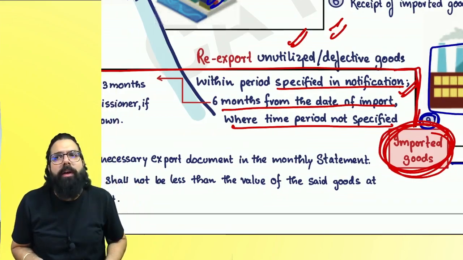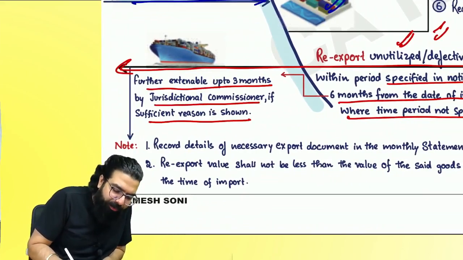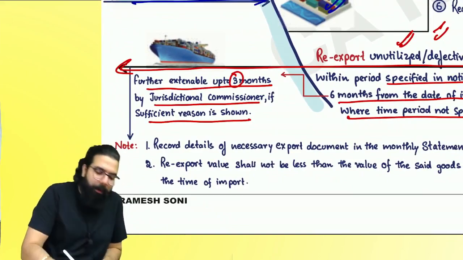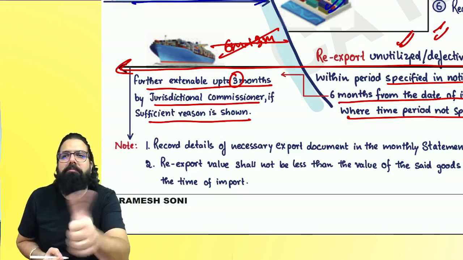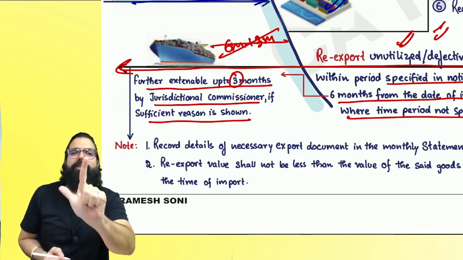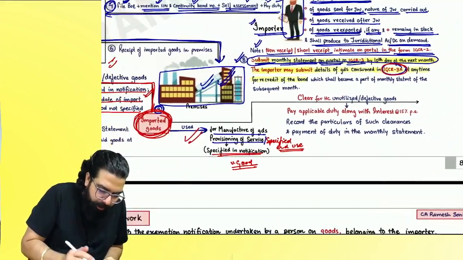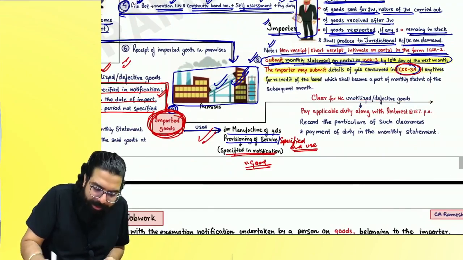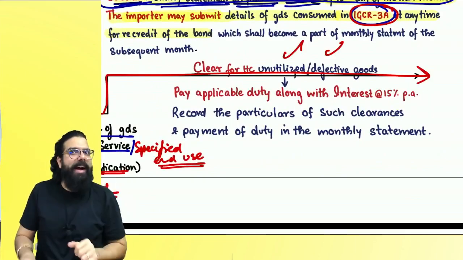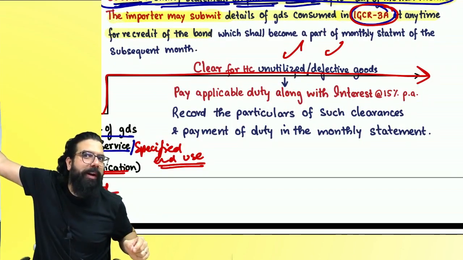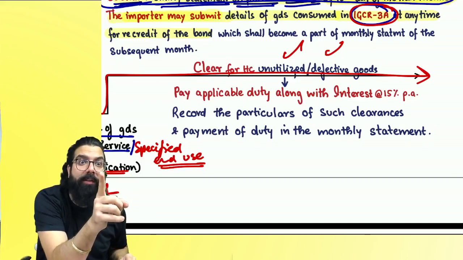Otherwise, the maximum time is 6 months. And this 6 months can be further extended by the jurisdictional commissioner, on sufficient cause, by how much? 3 months. But if after 6 months plus 3 months you don't re-export, then there is no option to re-export. Use it for your specified purpose. If you don't use it, you can also clear it within India. Tell me one thing: if you clear it within India, how much concession was given when you imported? Of 2 crore, you paid only 50 lakh, so a concession of 1.5 crore was given.